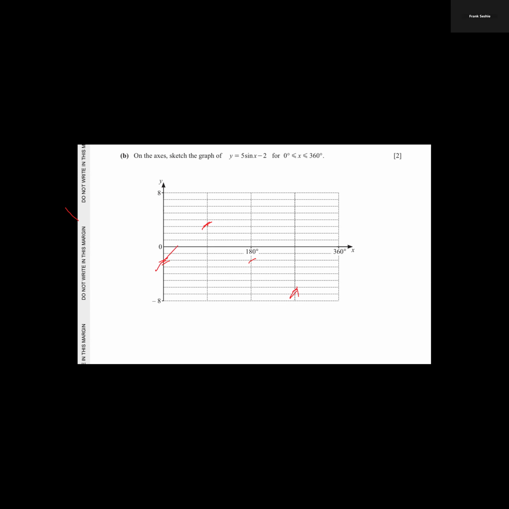So you see, if you are drawing a proper sine curve, this is going to be. Then the 360 is also going to be 0 minus 2, which is minus 2. So that's how the sine curve will be if you plot it.